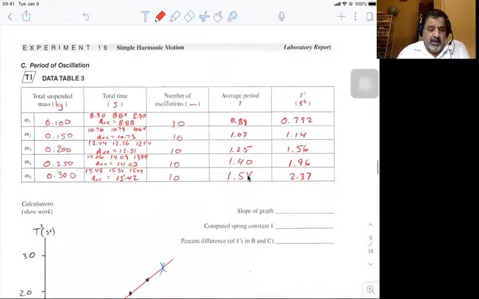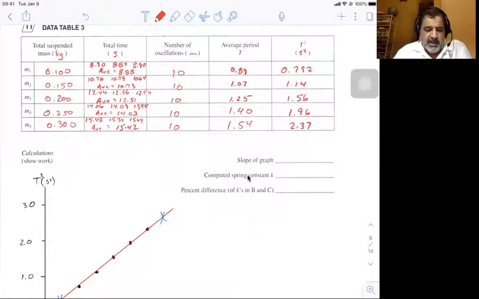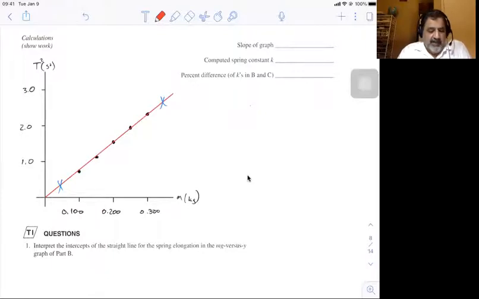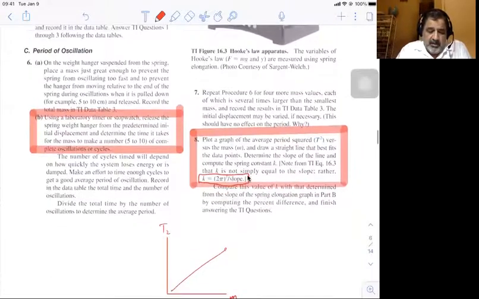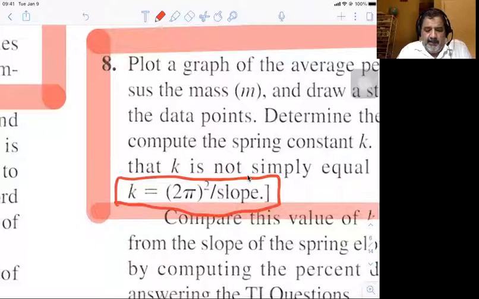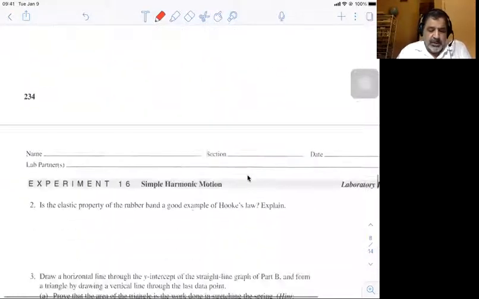Then you're going to suspend some masses. You're going to get the total time. I did 3 of them and got an average. This is old data. Again, I don't want anybody using this data. You're going to require your own data. The number of oscillations I used was 10, and you're going to get an average period. I told you about 0.9 for 100 grams, and you square that, you'll get T squared. When you plot T squared versus the mass, you're going to get a slope of a line. And if you use that equation that we saw here, you can get your K. K is equal to 2 pi squared divided by the slope. And I think that's pretty much all that's required. And then you just answer the questions.